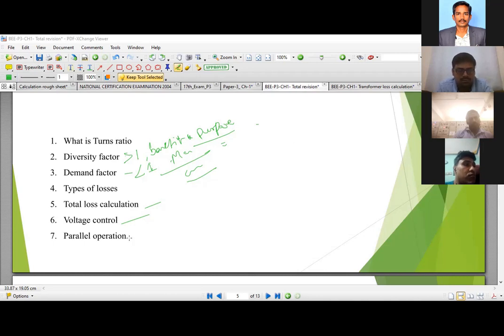Veeramani, parallel operation. Can you tell me the parallel operation? For parallel operation, the voltage should be the same, frequency and impedance and phase sequence, everything should be the same.